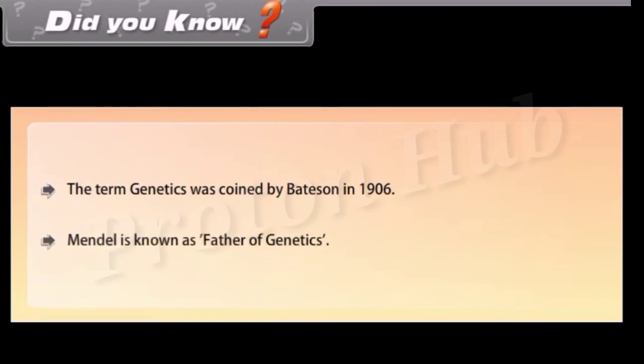Did you know the term genetics was coined by Bateson in 1906? Mendel is known as the father of genetics.